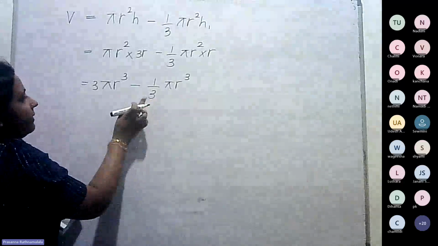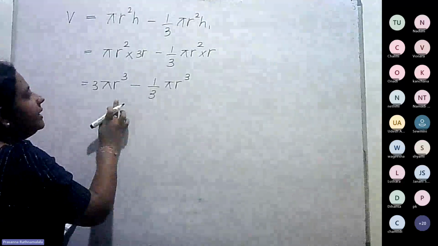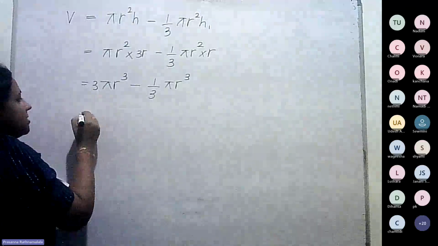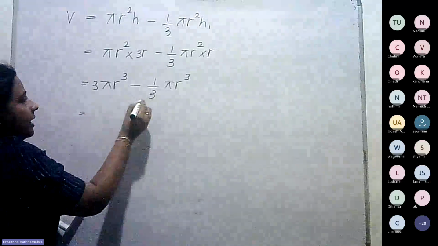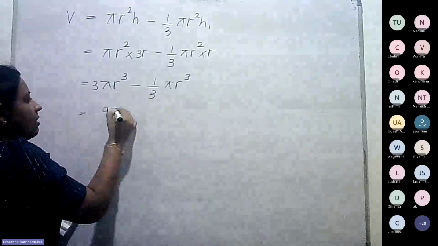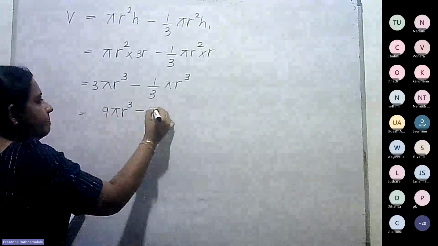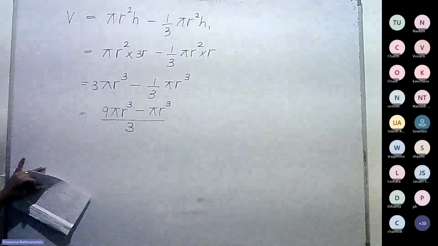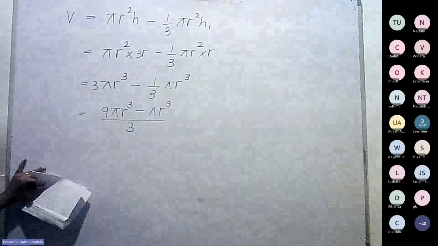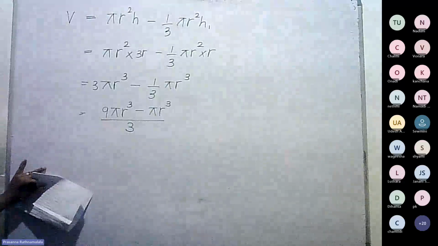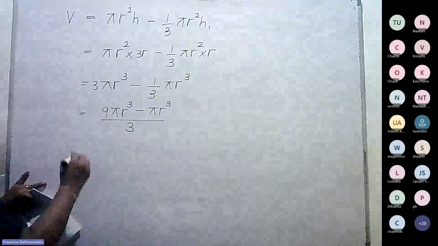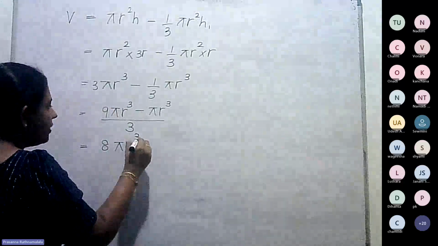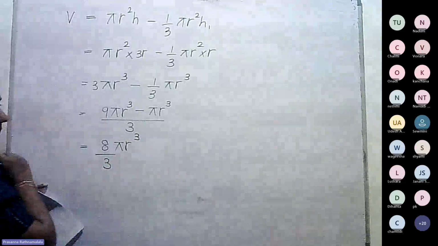First you remove that. Then you make this 3 as the common denominator. You should multiply this 3 by 3. Right? This whole number in this next term. Then 3 times 3, 9. 9πr cube minus πr cube upon 3. That 3 is a common denominator. Right. Then this is 9 minus 1. That is 8πr cube upon 3.